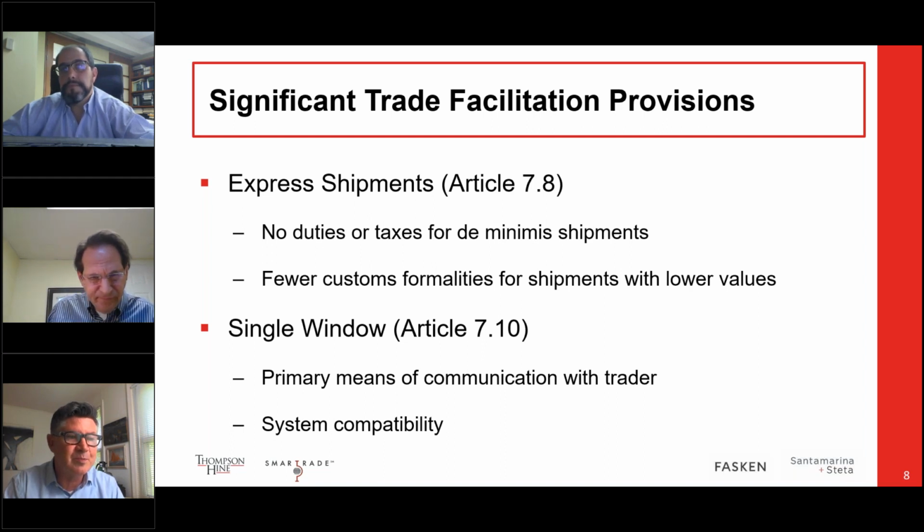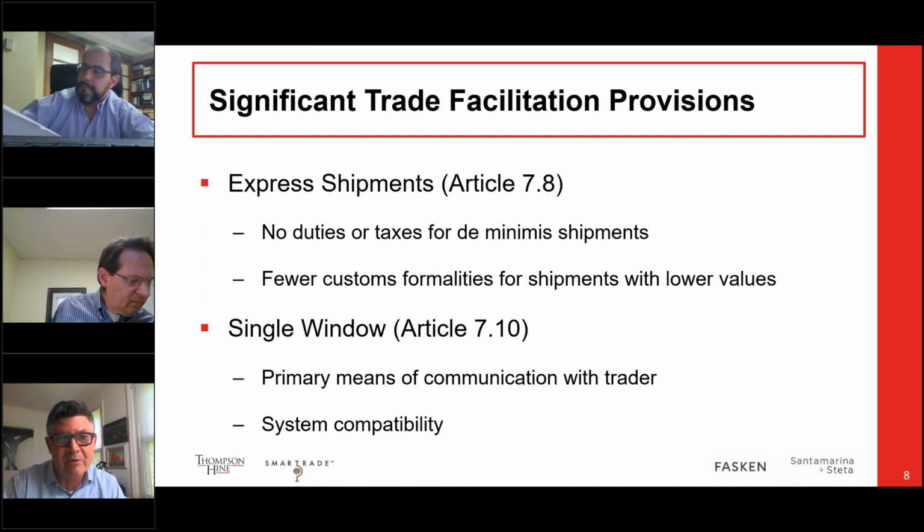And then from the US perspective, of course, this was adopted with an eye toward free trade agreements where a single window might have a greater impact, like an FTA with the European Union, where you're dealing with a number of different countries on the other side.